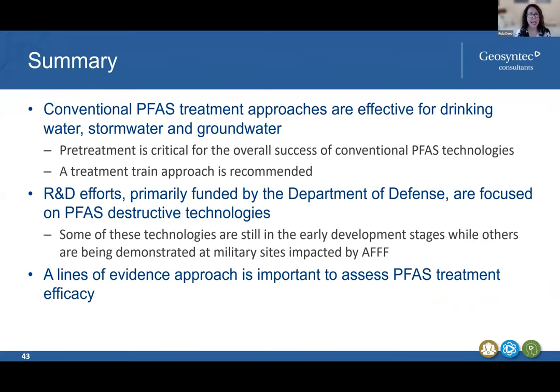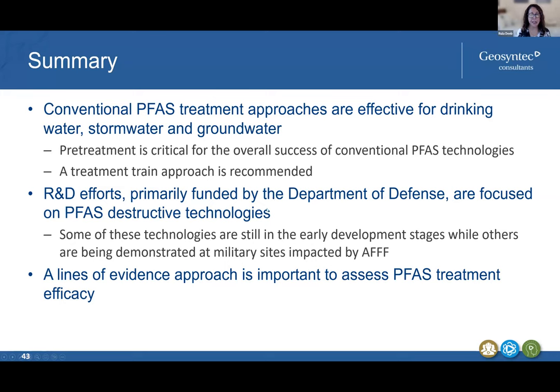So to summarize, conventional PFAS treatment approaches are effective for drinking water, stormwater, and groundwater. Pre-treatment is really critical to optimize performance of conventional technologies. And we've seen that a treatment train approach in most cases is the best way to go, but we really recommend doing some bench scale studies to identify the right kind of carbon and the right kind of ion exchange resin to use depending on the source of PFAS in your media.